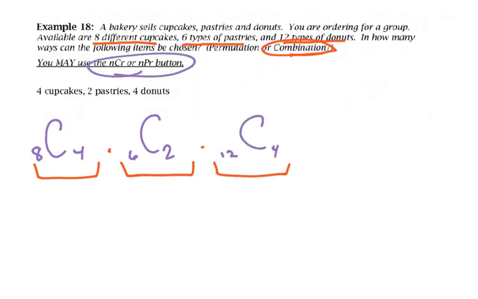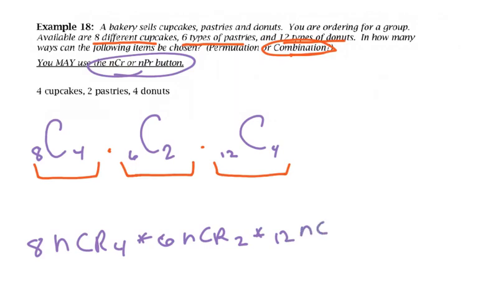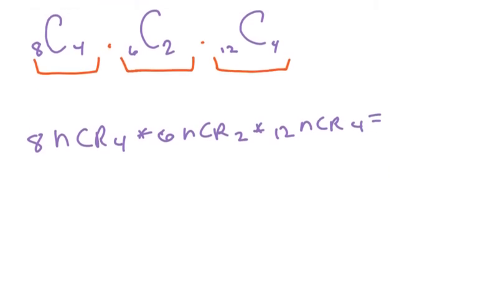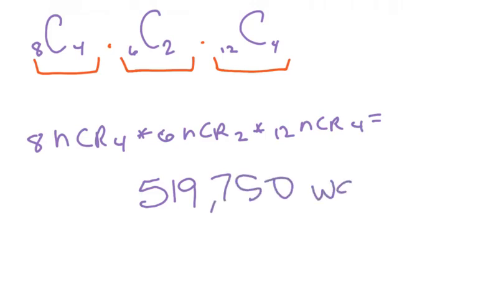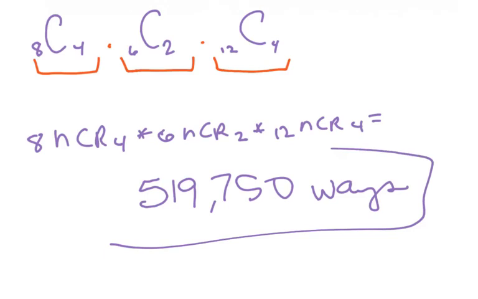So use your button on your calculator and type this all in. So if you do all of this correctly, you can do it all in one step on your calculator. You should have 8 nCr 4 times 6 nCr 2 times 12 nCr 4. And when you do that, so pause this and make sure you can get that on your calculator. When you get that, you'll find that there are 519,750 ways you can walk out of that store and make those 10 choices. So that's a lot of ways that you can choose.